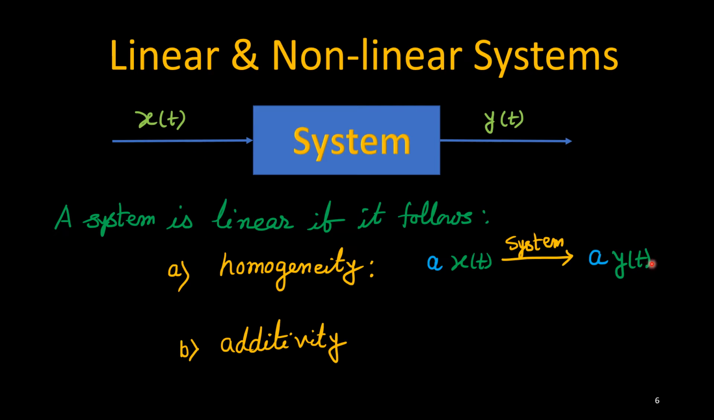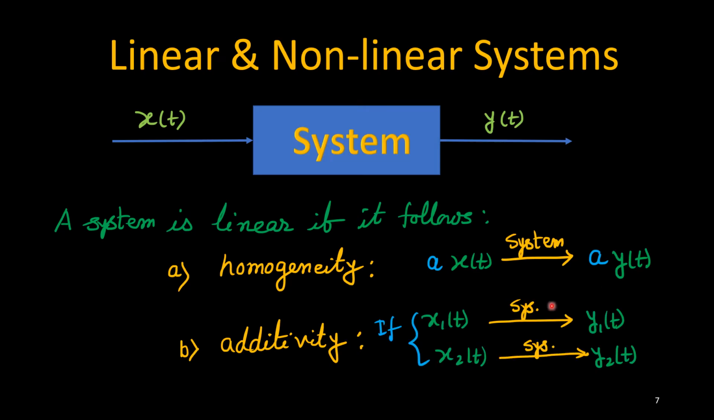Next one is additivity. And for this, if I consider two signals, one signal is x1 of t, that is one time it is applied to the system, and that time the corresponding output is y1 of t, and again next time if we apply a different signal x2 of t and the corresponding output is y2 of t, right? So these two are known for a certain system.